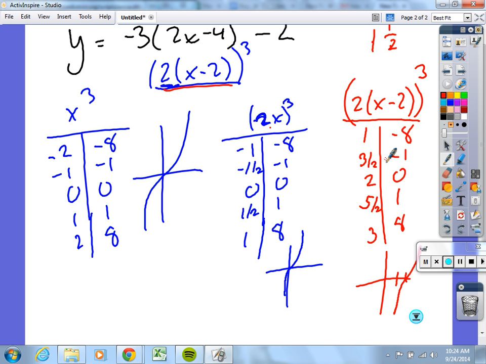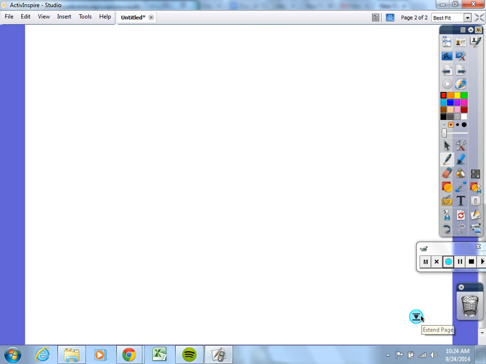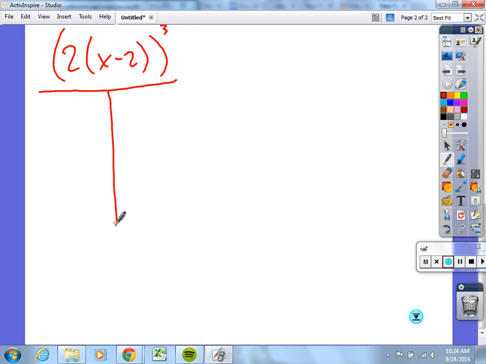Okay. So with that being said, I have that chart again. Give me 1 second. This was our chart. That was negative 1, right? 3 halves, 2, 5 halves, 3. So that was negative 8, negative 1, 0, 1, and 8. Okay. That was the last chart we had.